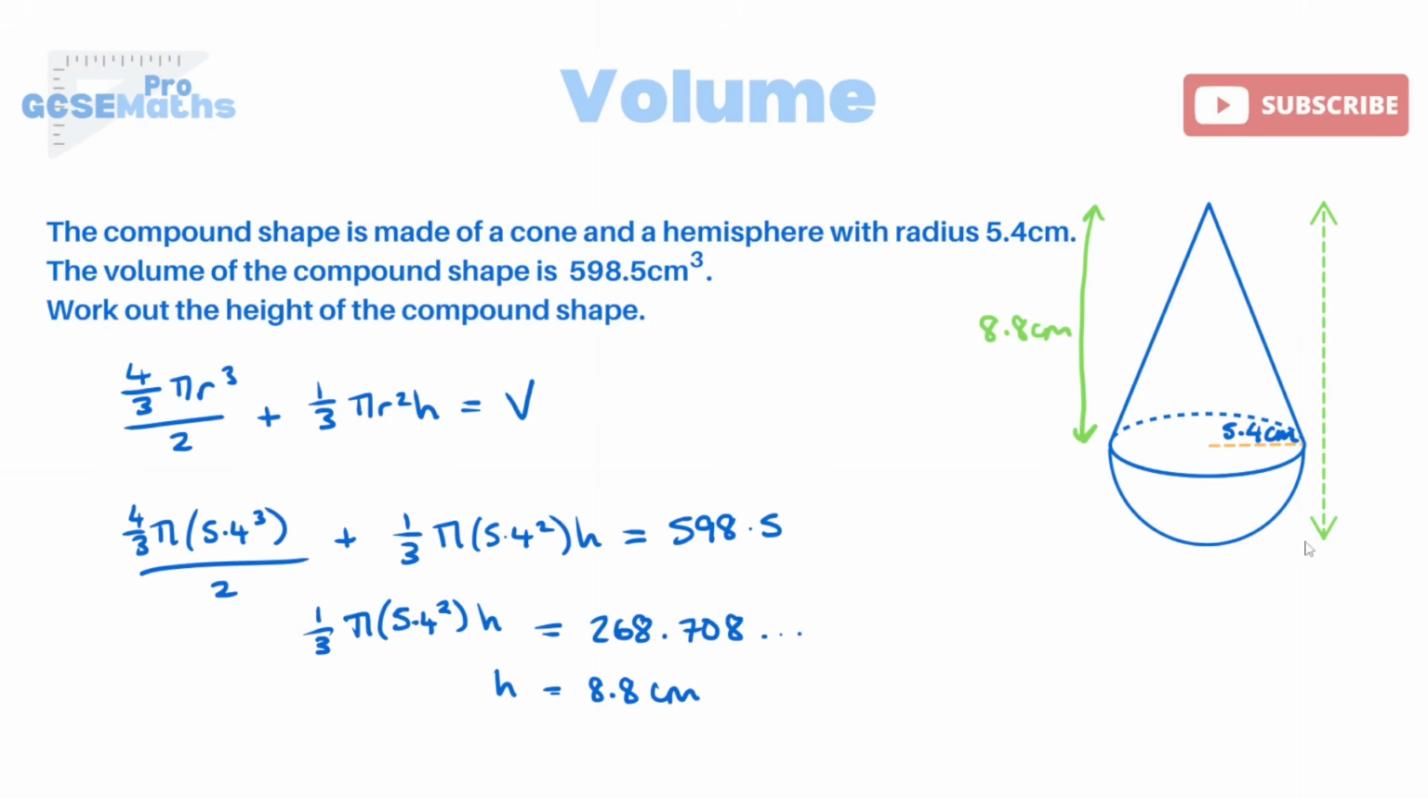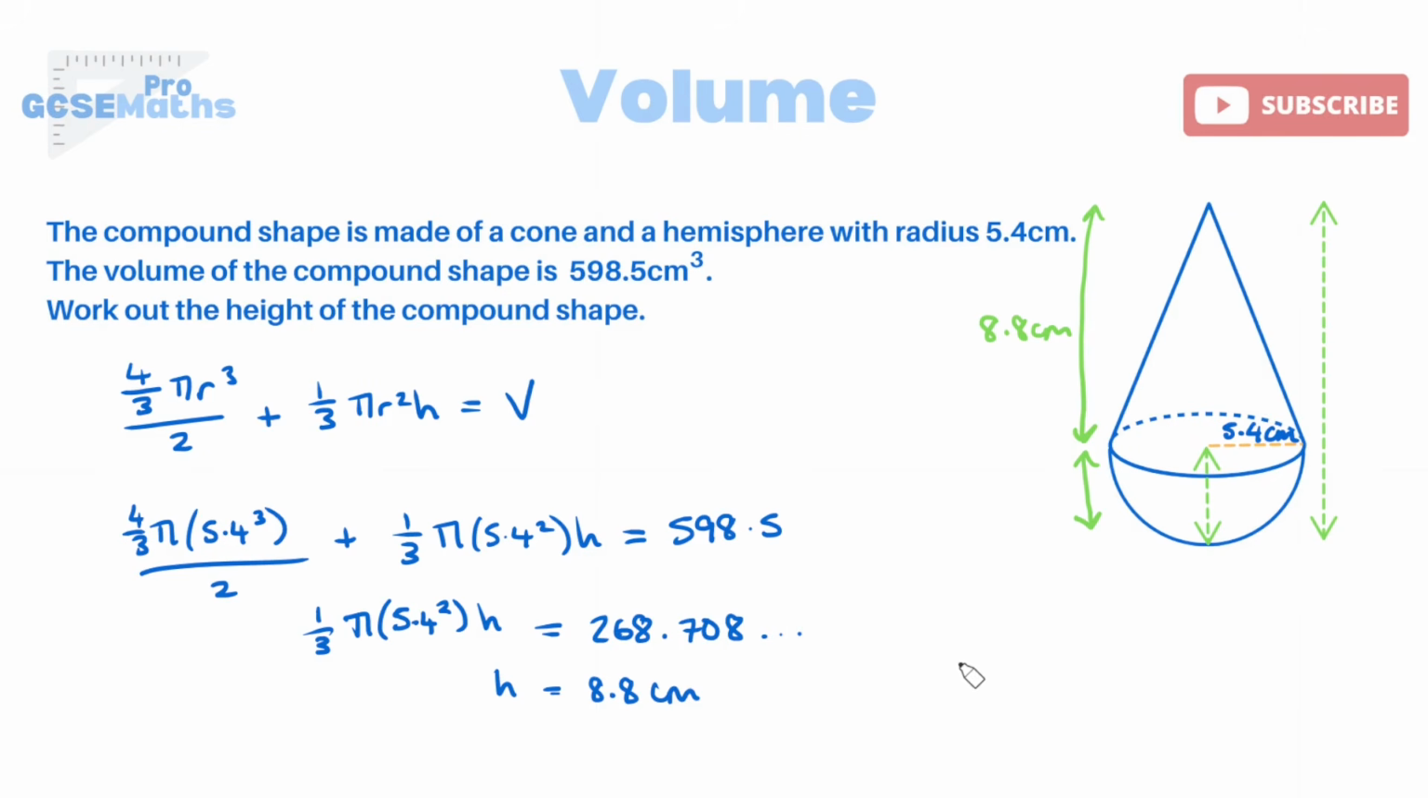The total height of the shape includes the height of the hemisphere. And what does that mean? What is the height of the hemisphere? It almost feels like a trick question. The height of a hemisphere is effectively the radius, isn't it? It's from the centre to the circumference, or to one edge of the hemisphere. That is just the radius, which we know is 5.4.